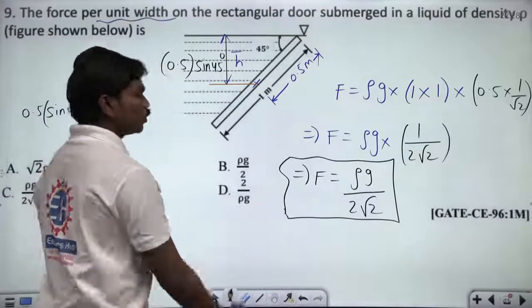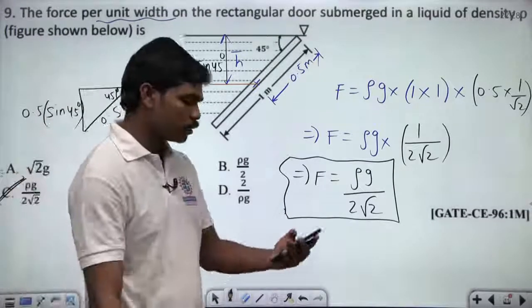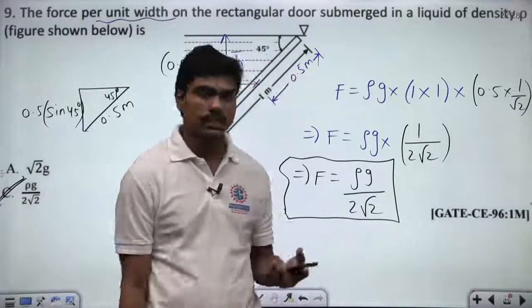Rho g divided by 2 root 2. This is what we have, and it's in option C. Okay, so rho g divided by 2 root 2. Correct? It's a simple question, so C is the correct answer. Clear?